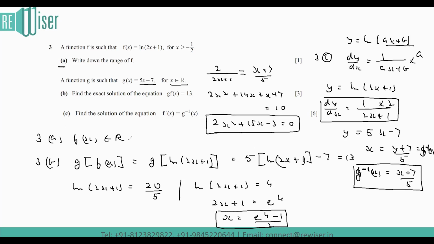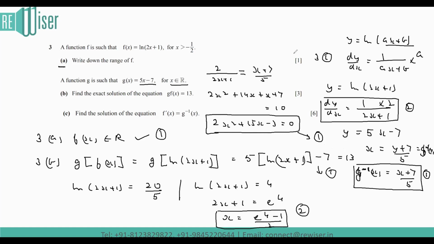Before that, let me explain the marking scheme. Writing the range correctly, you get 1 mark. For the second part, writing this equation correctly, you get 1 mark, and writing down the values correctly for x, you get 2 marks. For the marking scheme of the 3c part, writing f'(x) correctly gives you 2 marks. Getting the expression for g inverse (x) gives you a mark. Equating and getting a quadratic equation gives you 1 mark. Then we have to calculate the two correct roots, and that will give us a further 2 marks.